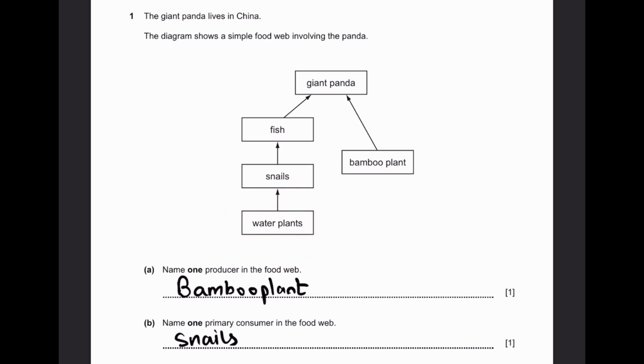B. Name one primary consumer in the food web. Primary consumer means something which eats a producer, which is either water plants or bamboo plant. So let's take water plants, that means the primary consumer is snails. You can also write giant panda because that is the primary consumer of bamboo plants.